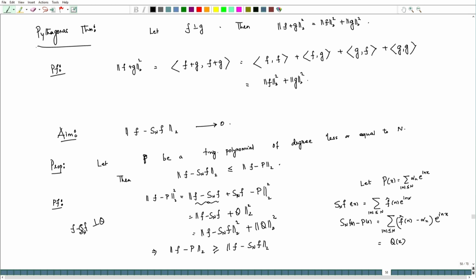So in other words, that is what we have proved. In the language of approximation, S_n f is, among all trigonometric polynomials of degree less than or equal to n, closest to f in terms of this norm. Okay.